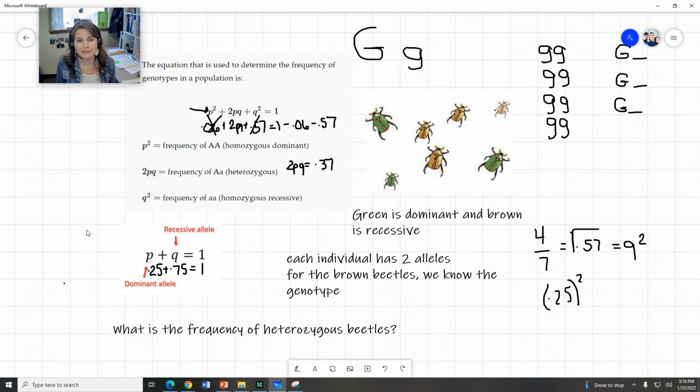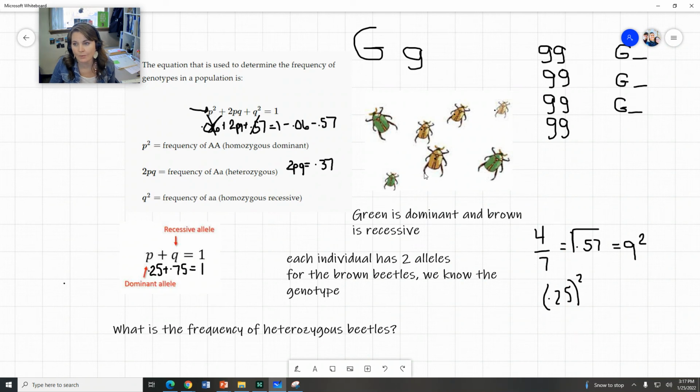But what we do here is base our numbers on the information we get from the number of homozygous recessive individuals in a population, because we know their genotypes. We do not know the genotypes of any of our homozygous dominants or heterozygous. You can't determine their genotype just by looking at them unless they're homozygous recessive. In that case, they display the recessive characteristic, right?